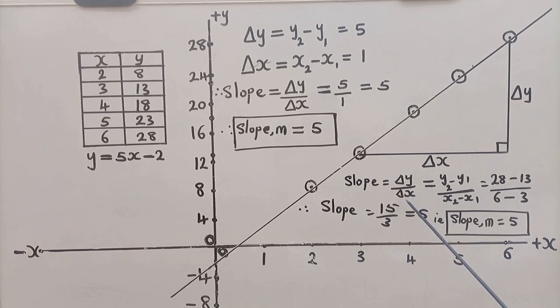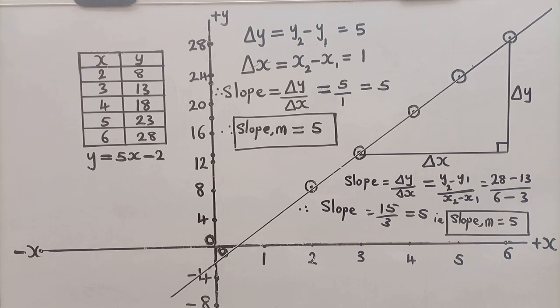What about change in x? x2 is this 6. That's why it is here. x1 is this 3. That's why 3 is here. Therefore, change in y over change in x is equal to 28 minus 13 over 6 minus 3.